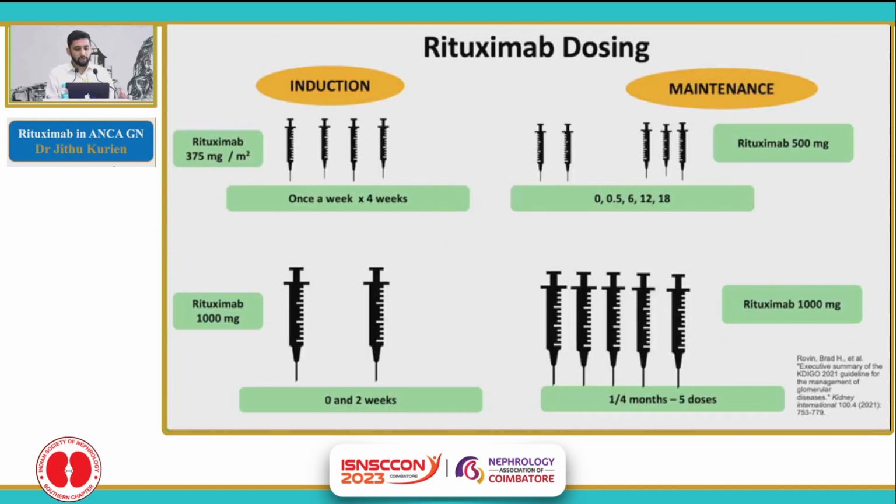Now the dosage is simple. We already know it from the trials we saw. The induction is rituximab 375 milligram per meter squared, once a week for 4 weeks. It could also be given as 1000 milligram at 0 and 2 weeks. The maintenance dose is very similar to the trials we saw: 500 milligram at 0, 14 days, 6, 12 and 18 months. And in the maintenance therapy, if you are using 1000 milligram, it could be once in 4 months, 5 doses.